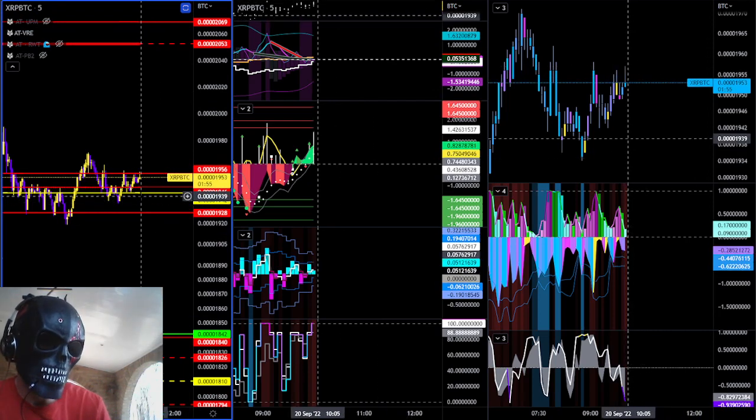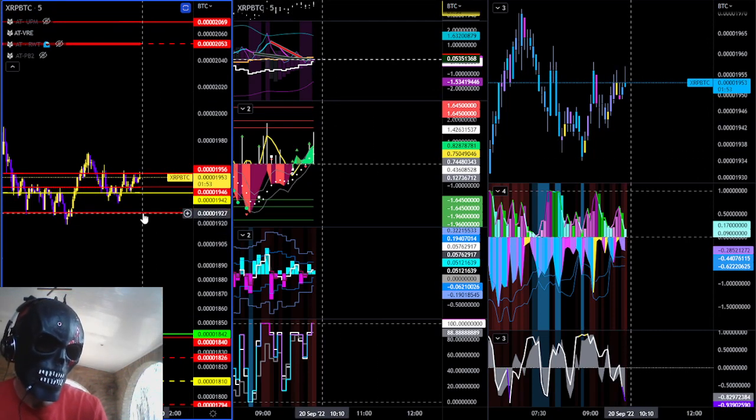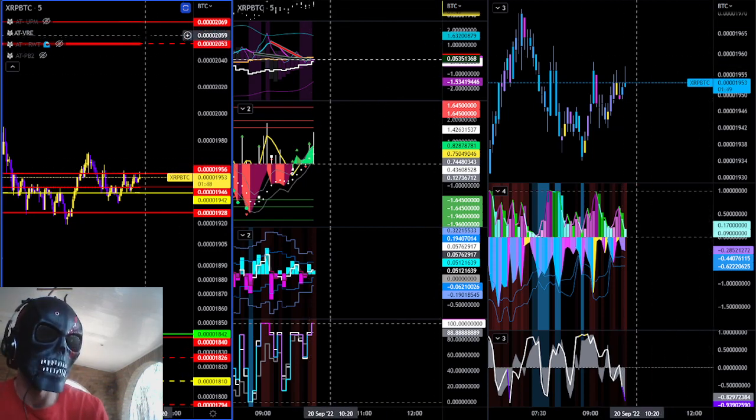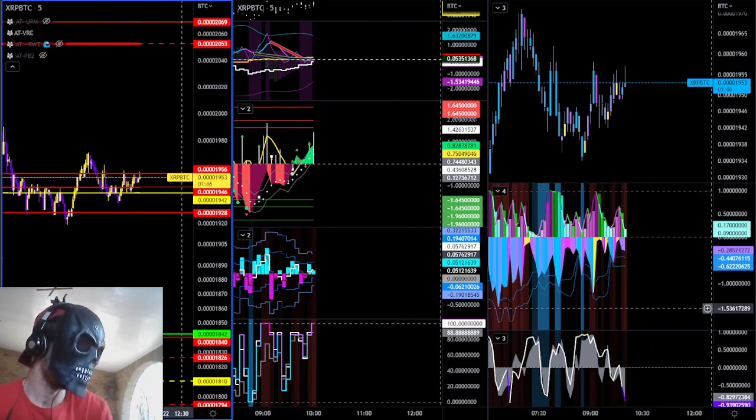You start failing below daily mean and fail below red line, you're looking at 1810. You start closing above here, you're looking at 2053. Okay, I hope this was helpful.